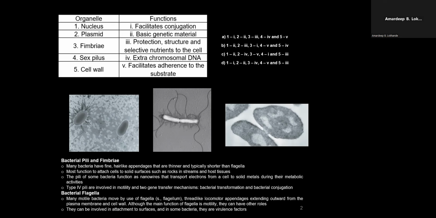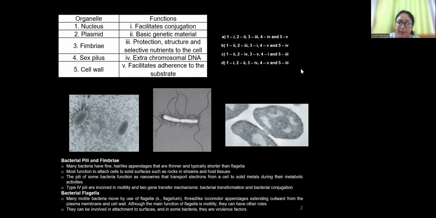So both of them are slightly hair-like. They have a thread-like and a hair-like appendage. They cannot be visually seen with the naked eye. They need to be stained. There are very specific staining techniques that we use for fimbriae, and yes, very specific staining techniques we use for observing this, and it's very easily observable under the microscope.